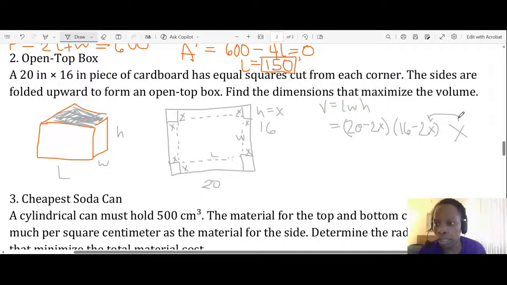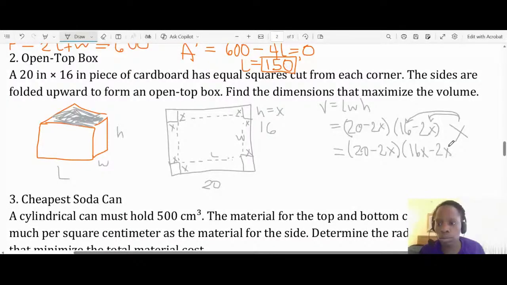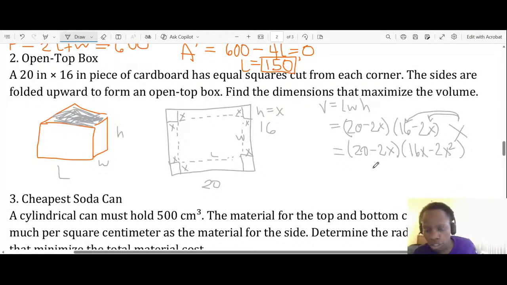So let's start by distributing this x here into there, and then multiply times 16x. Okay, now we're going to distribute. We're going to use the binomial expansion because we got two terms in each factor.